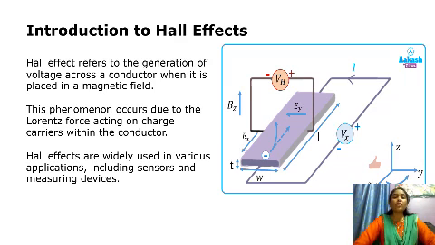So, introduction to Hall effects. Hall effects refer to the generation of voltage across a conductor when it is placed in a magnetic field. This phenomenon occurs due to the Lorentz force acting on charge carriers within the conductor. Hall effects are widely used in various applications including sensors and measuring devices.